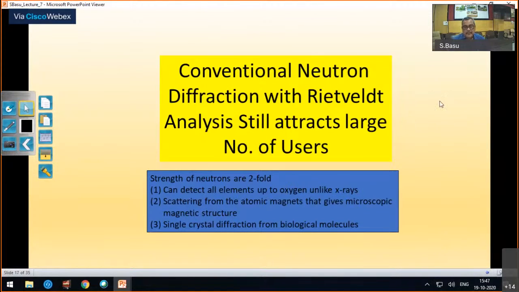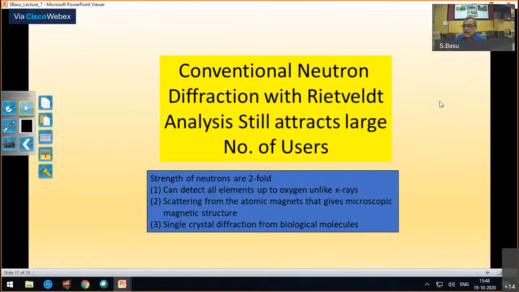So first part is conventional neutron diffraction with Rietveld analysis. Straight away, you can see that this has come from X-ray diffraction. With X-rays, we can find out crystal structure, strain, which I discussed with you earlier, particle size, and also whether there is a preferred orientation. All these we can do with X-rays. The same thing we can do with neutrons, but we can also find out magnetic structures, which is the biggest advantage or biggest attraction for neutrons.